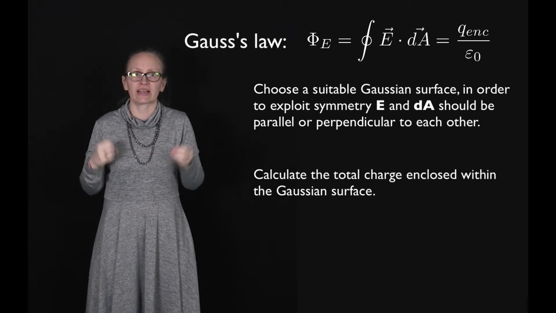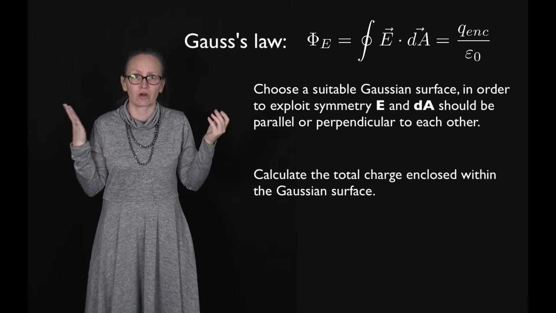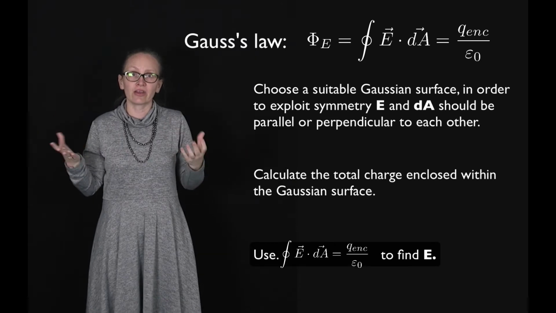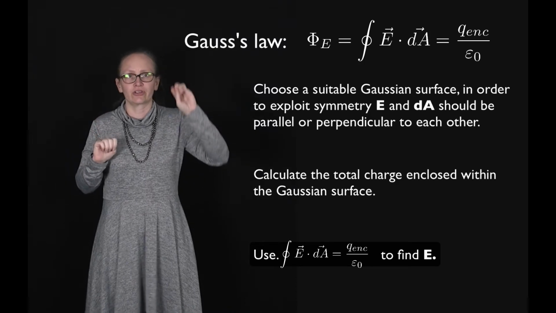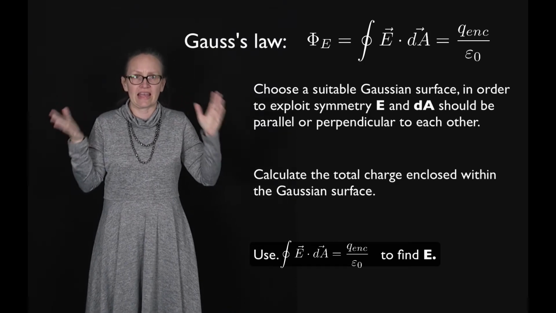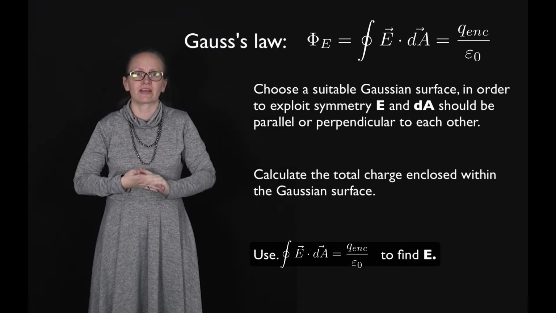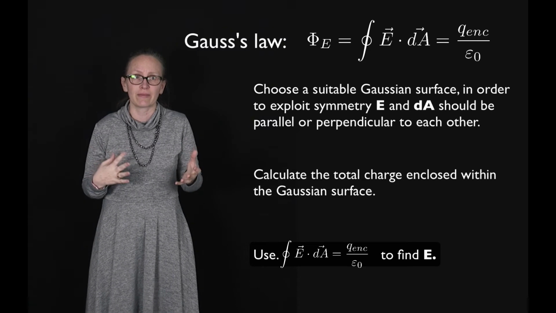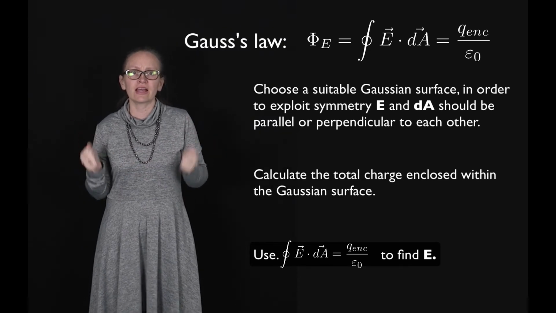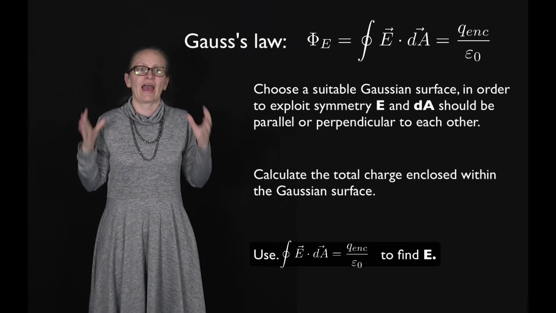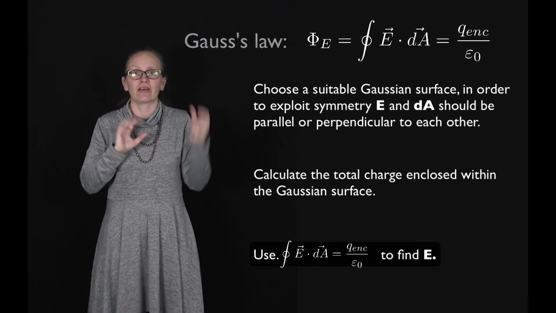Secondly, we need to calculate the total amount of charge enclosed within the surface. So find out what Q enclosed is. And then thirdly, we should use Gauss's law, that the integral of E dot dA is equal to Q enclosed over epsilon naught, to find E. In order to learn how to do this, it's most effective to start by watching a worked example and then to work through the process yourself. So let's start by looking at how we can calculate the electric field due to a sphere of charge.